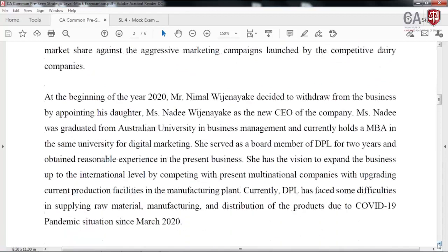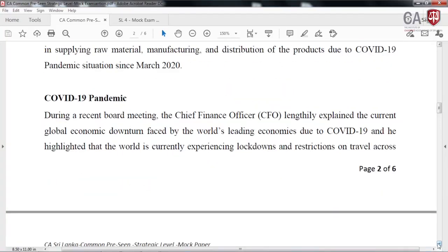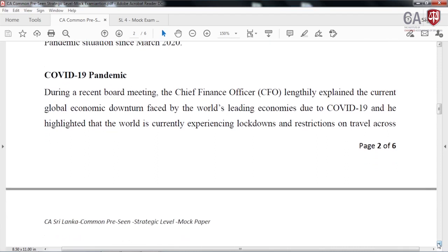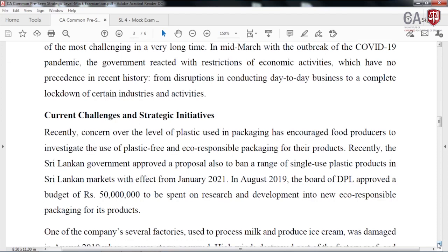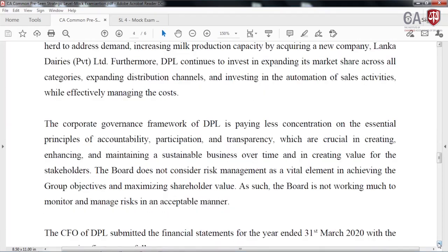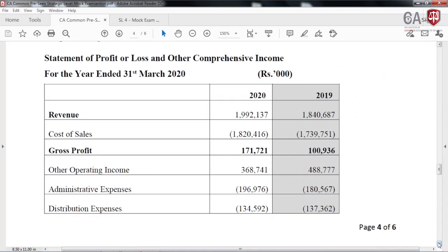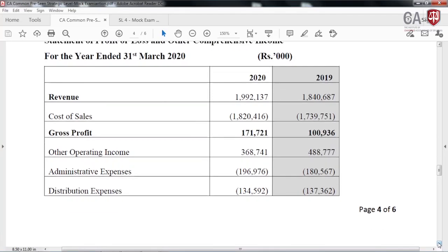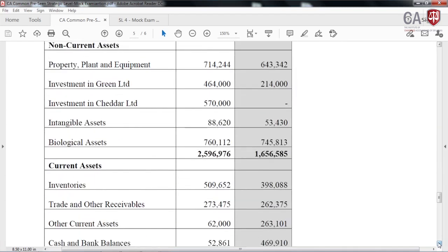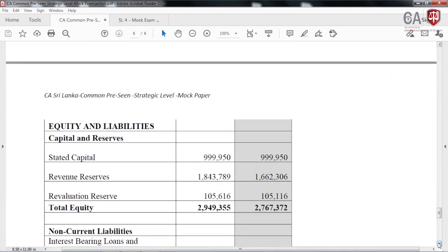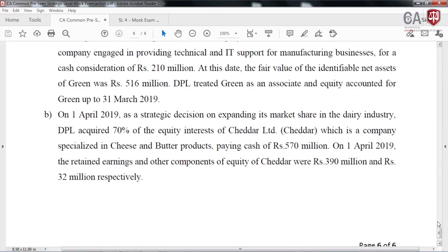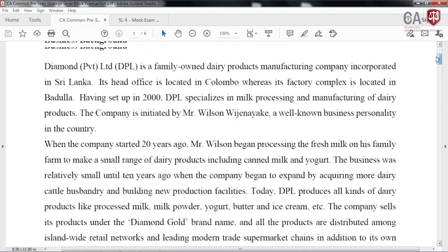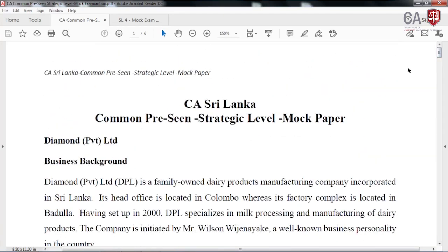Then he is talking about the COVID-19 pandemic situation also. Then current challenges and strategic initiatives. Then you can see a financial statement has been given. These are the areas which are given in the case.